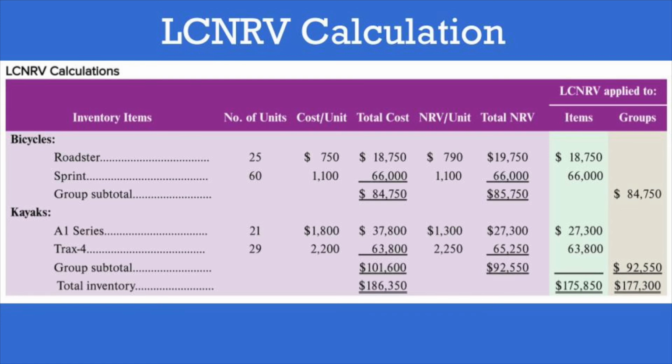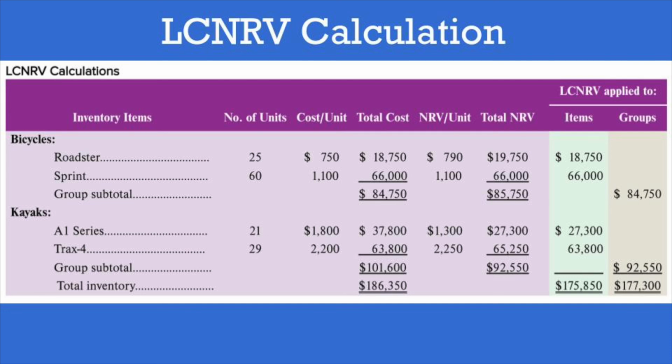Here we have an example of a sports store. The sports store has two groups of items, bicycles and kayaks. Of the bicycles, there's the roadster bike and the sprint bike. We ordered them in. We have 25 and 60 of the respective types of bikes. The total cost of the roadster was $18,750 and the total cost of the sprint was $66,000.